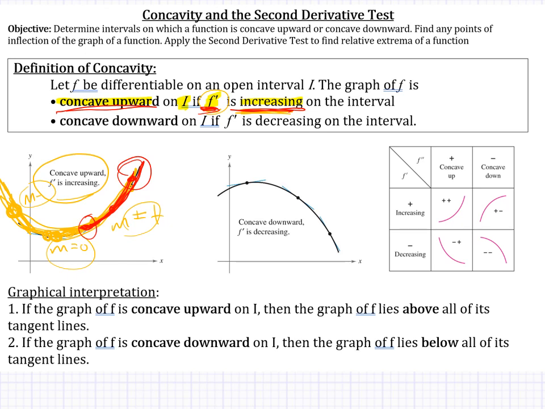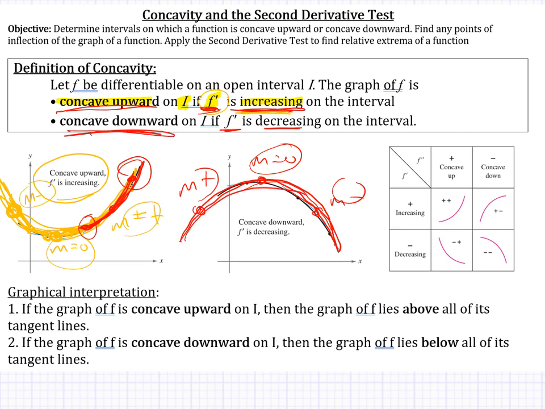Conversely, if my slopes are getting smaller, look at this graph here. Here, my slope is positive. Somewhere around here, my slope is 0, and somewhere over here, my slope is negative. Well, if I go from positive to 0 to negative, I'm getting smaller. So my slope from here to here is getting smaller. My slope is decreasing. My derivative is decreasing, and we call that concave down.